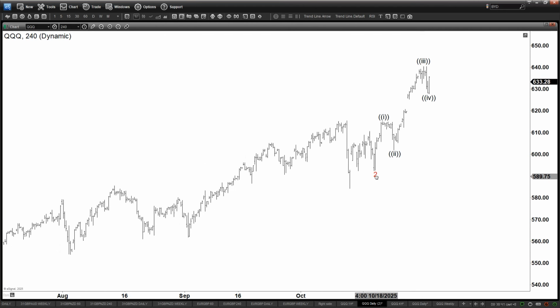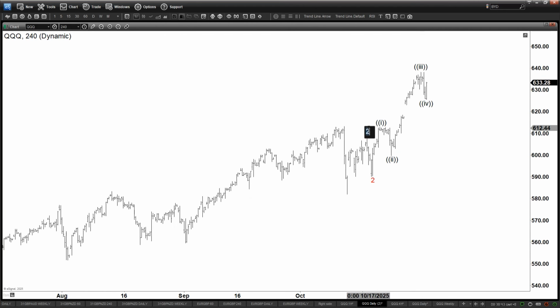So this is your 1 here, and you can see this one is a diagonal. 1, 2, 3, 4, 5, right? Very nice diagonal here. So now looking for one last leg, 5. That should only be ending 3 in red. And then you will get further upside, pull back 4 and then 5 before you finish 5 waves up from here.